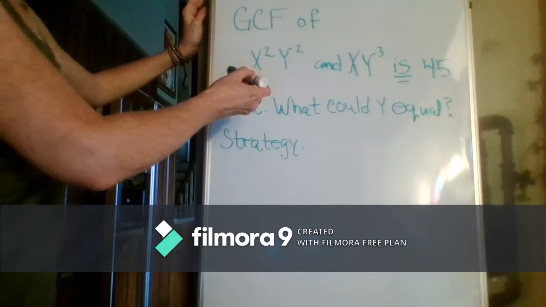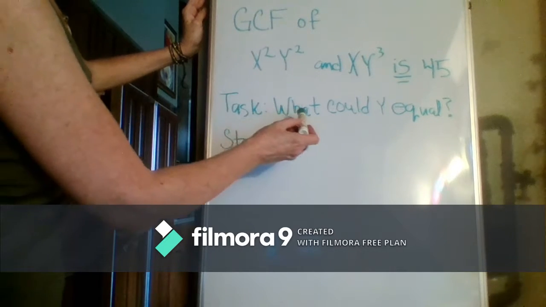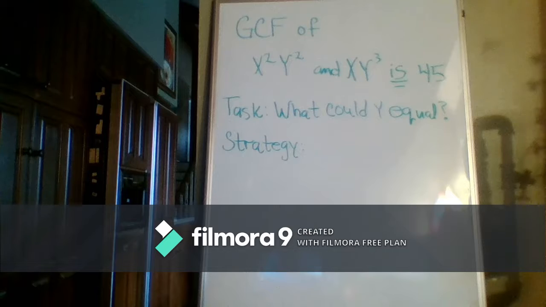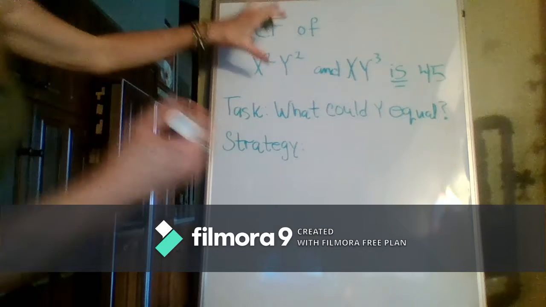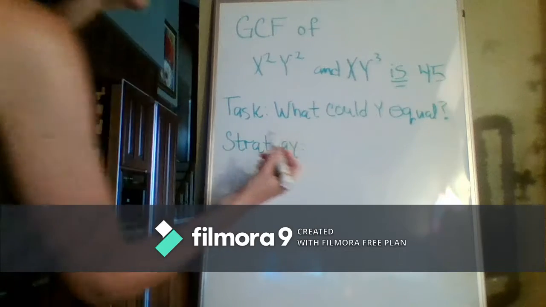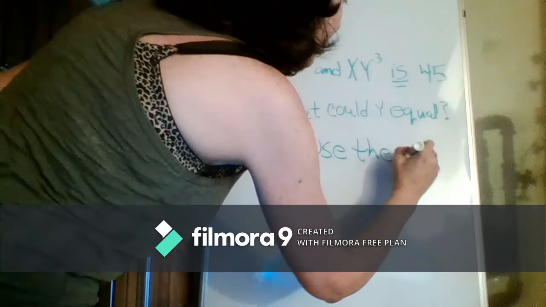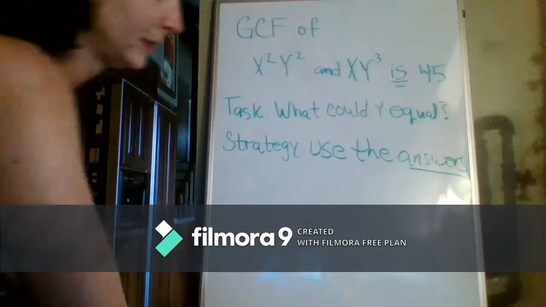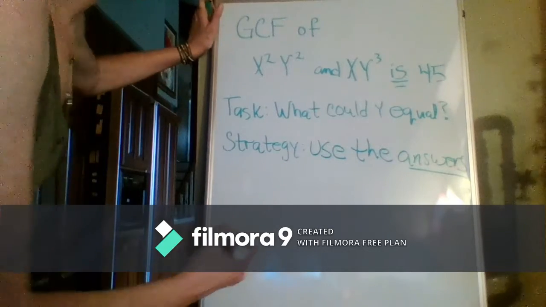And then the task of the question: okay, this is what you know, and then what do they want you to do with that? And it says, what could y equal? So you might be looking at this and thinking, I have no idea what y could equal. So one of our first strategies, other than writing down what we know, is we're probably going to look at using the answers, especially when there's just one variable they're asking about. It's one of five choices.